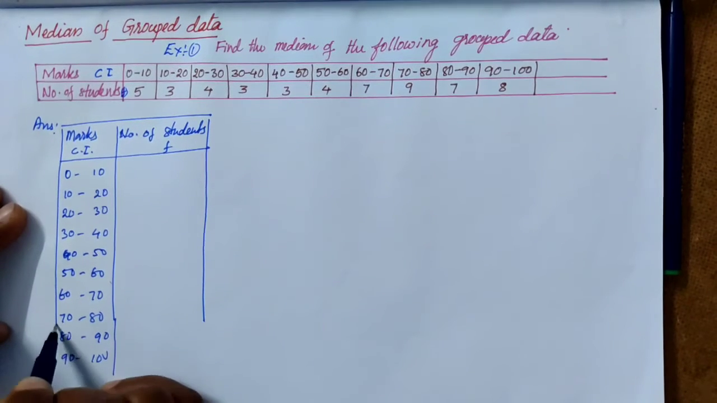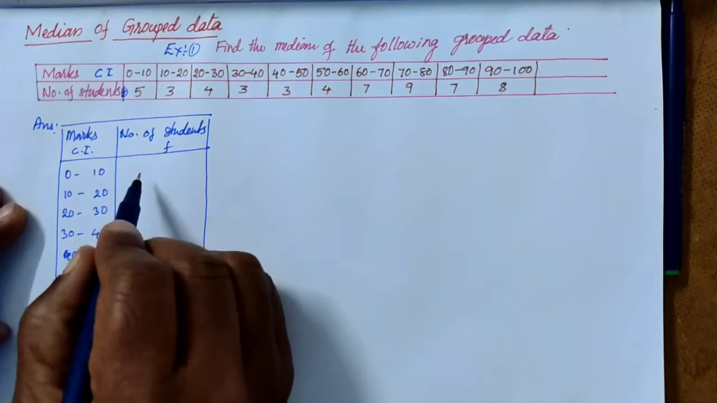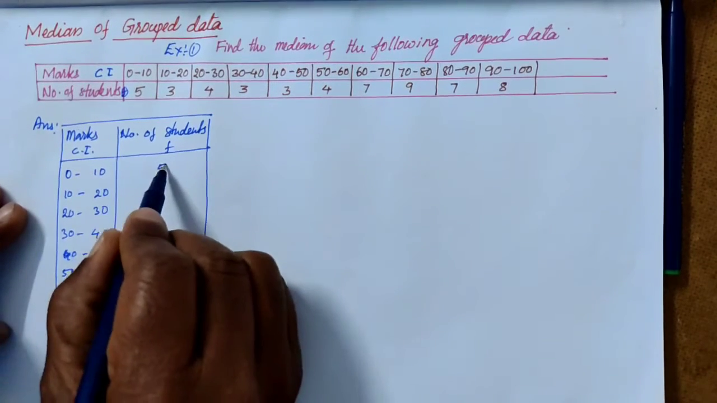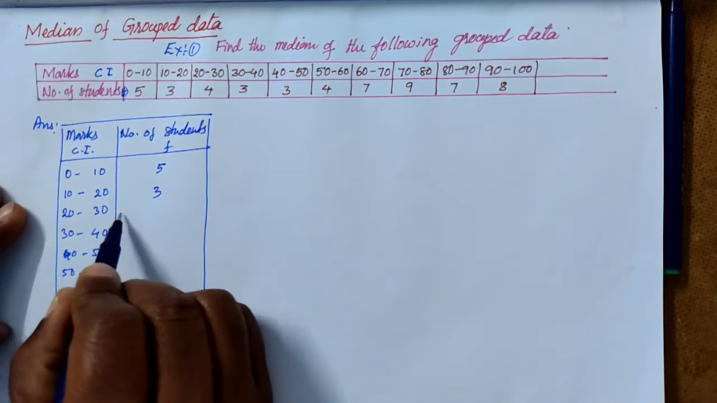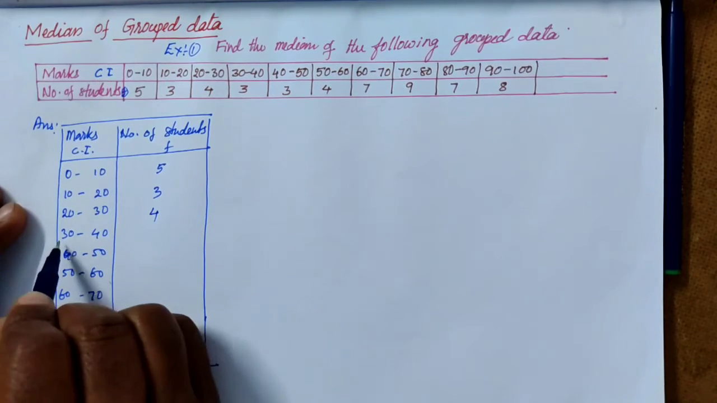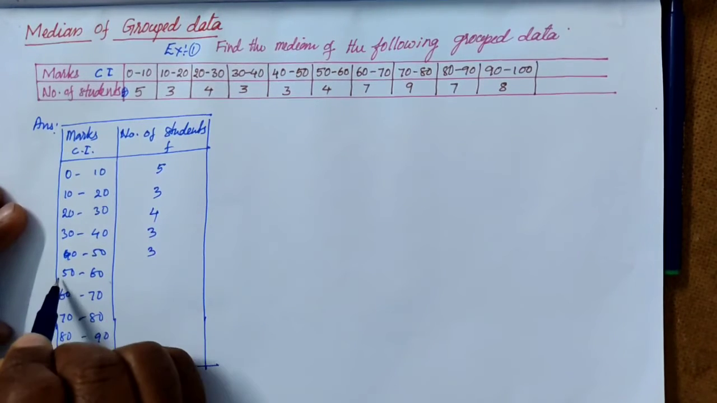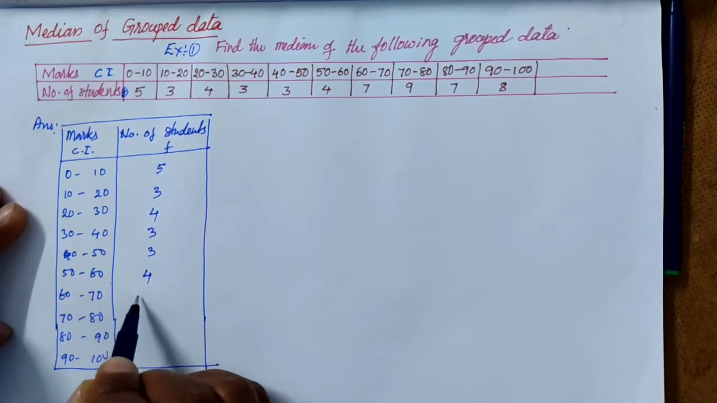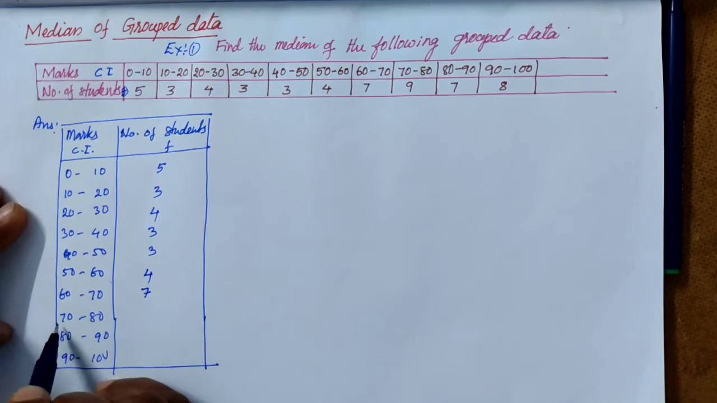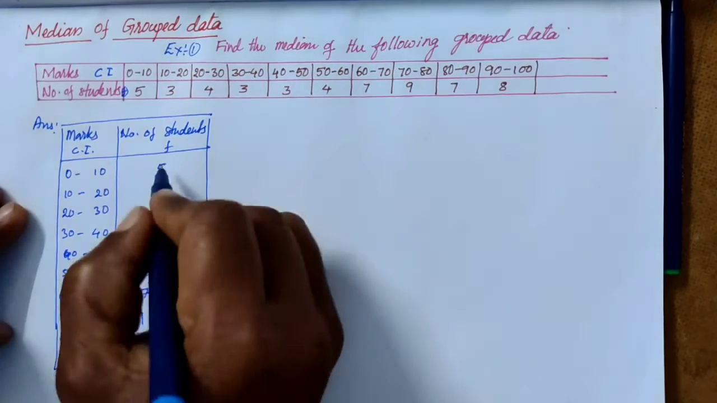So this is the data which we are rearranging. The frequency of this class interval is 5, and this class interval 3, and the frequency of this class interval is 4, and this one is 3, and this one is also 3, and the frequency of this class interval is 4 again, and the frequency of this class interval is 7, then 9, and this is 7, and lastly it is 8. So this is the frequency.